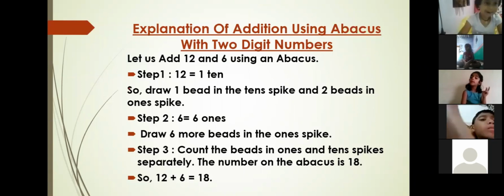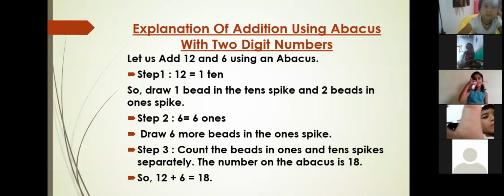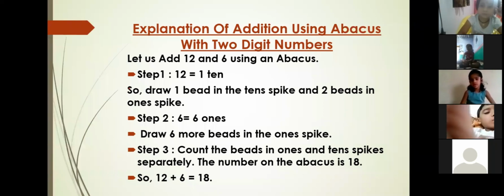Okay. So let us add 12 and 6 using an abacus. First step is 12. When they have given the number 12, you have to draw 1 bead in the tens spike and 2 beads in the ones spike. Then step 2. Again they gave plus 6. So what you have to do? You have 6 ones, 6 beads in one's place. So draw 6 more beads in the ones spike.